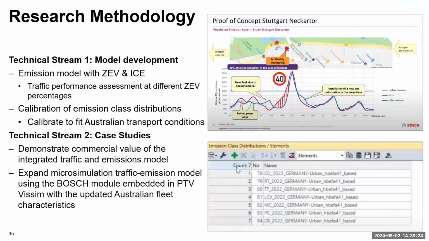You might already know about the Vissim transport model. It has a Bosch environmental component where we can already estimate the emissions by each type of vehicle, and they have some case studies for that as well. So the idea was to calibrate their emission class distribution to fit Australian transport conditions. The idea is to develop an emission modeling framework with ZEVs and ICE vehicles, assess their traffic performance, and then calibrate to fit the Australian transport conditions.